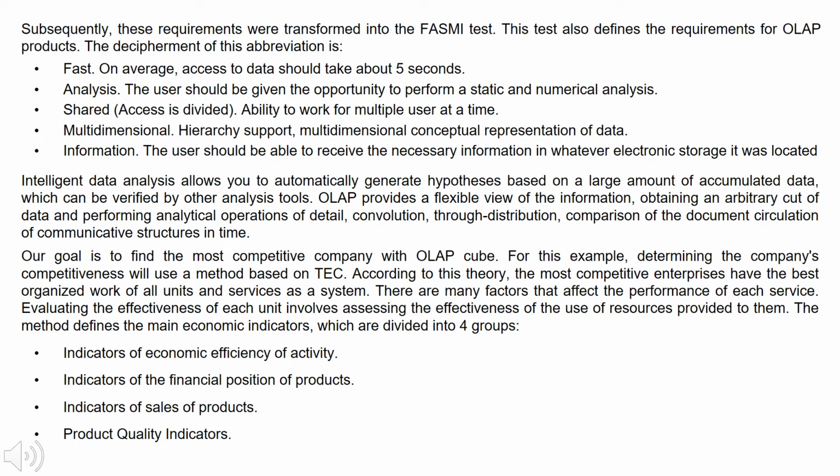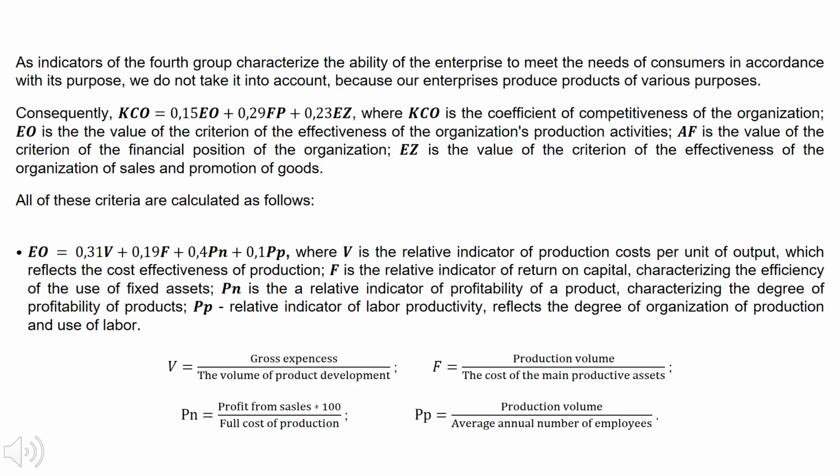There are many factors that affect the performance of each service. Evaluating the effectiveness of each unit involves assessing the effectiveness of the use of resources provided to them. The method defines the main economic indicators, which are divided into 4 groups: indicators of the economic efficiency of activity, indicators of the financial position, indicators of sales of products, and product quality indicators.